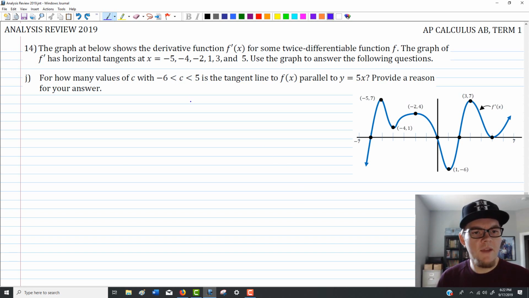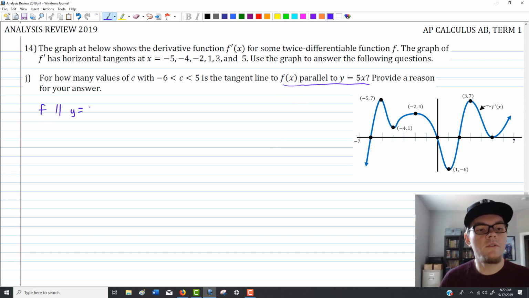For J, for how many values of c with negative 6 less than c less than 5 is the tangent line to f of x parallel to y equals 5x? Provide a reason for your answer. So we want the tangent line to f of x to be parallel to y equals 5x. So we've dealt with parallel a little bit in the past. Trying to make this clean. There we go. So if it is parallel to y equals 5x, that tells us something about f prime of x's value.